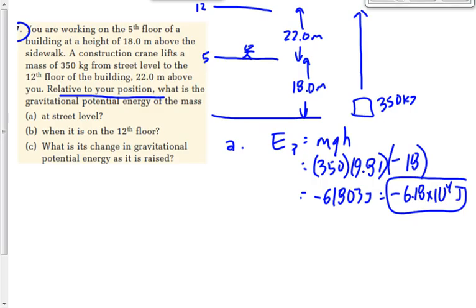Question B. Question B says, when it's on the 12th floor, relative to you, what's its potential energy? Well, again, we're going to say EP is equal to mgh. We're going to say, once again, 350 times 9.81 times, what are we going to use for the height this time?